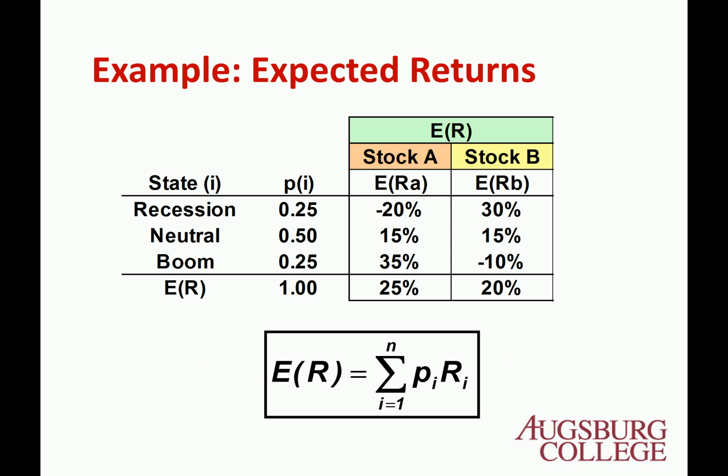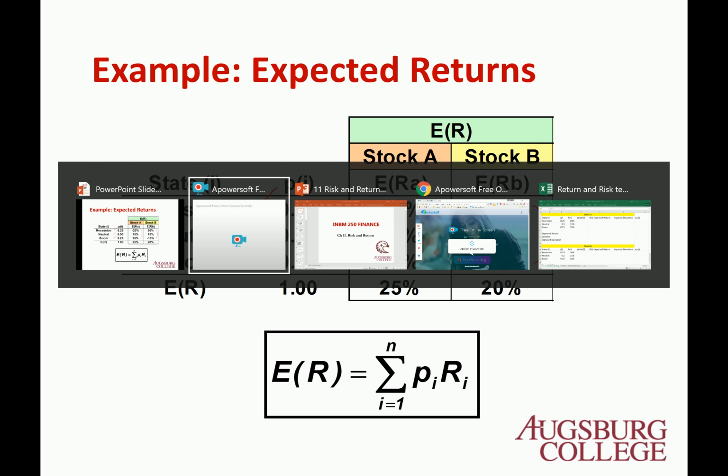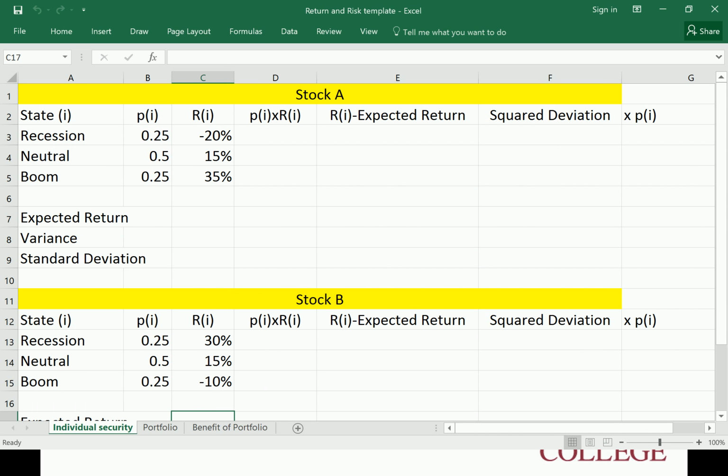So this is the scenario, stock A and B. We have the possibility that the economy is recession 25%, neutral 50%, and boom 25%. And these are the schedule of the returns on stock A and B. What are the expected returns? We're going to use an Excel spreadsheet here, stock A and B. By the way, this spreadsheet is posted on Moodle, so you can download and practice, and you can also use this spreadsheet in quiz and exam.